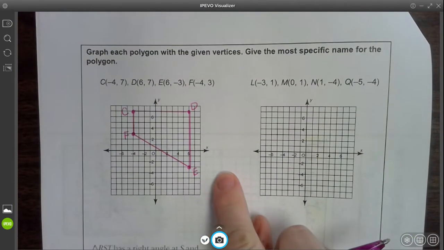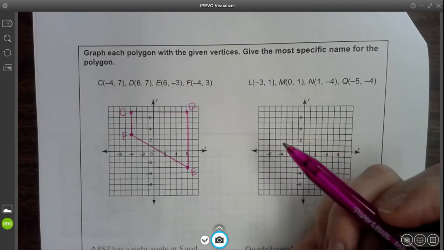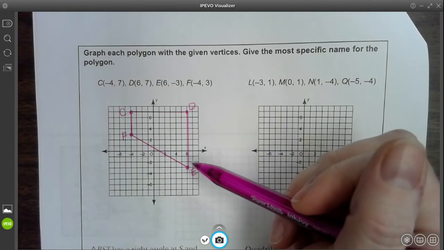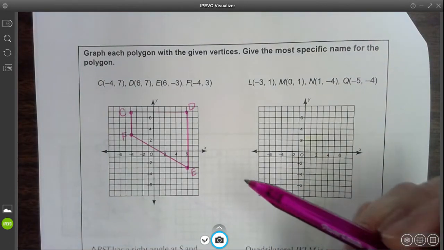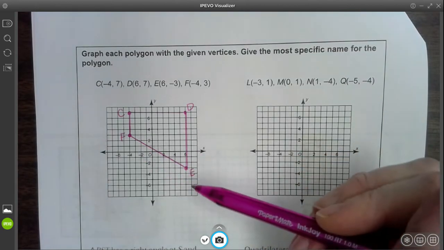Okay, so this is a quadrilateral. It's got 4 sides. And what's special about it? Does it look like a square, a rectangle? No, it doesn't look like any of those. We do have 2 right angles, but the other 2 are not.